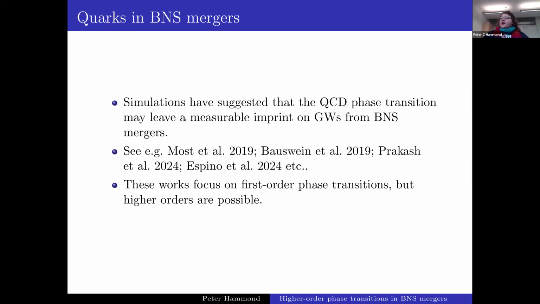Okay, so I'm going to be talking about phase transitions, specifically higher order phase transitions from baryonic to quark matter in binary neutron stars. This problem has been studied a lot. We've had a lot of results in the literature now saying that phase transitions should show up at least in 3G detectors for gravitational waves from BNS mergers. But most, if not all, of these works have focused on first order phase transitions. We have a very sharp change from one phase into the next. So we wanted to see how much of a difference there could be if we introduced a higher order phase transition, which implies a smoother change from one regime into the other.